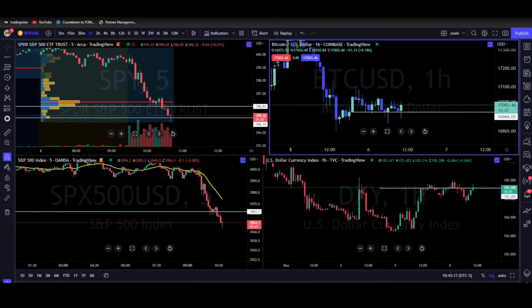396. Let me make sure. The monitor's so far away, my eyesight's getting bad. Yeah, 396.62, 396.92 ish. So roughly right in here, that's about where the low end of the week's options expected move is. So a close back above that today will look okay. It won't look great, but it'll look okay.